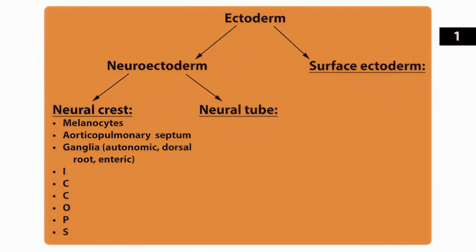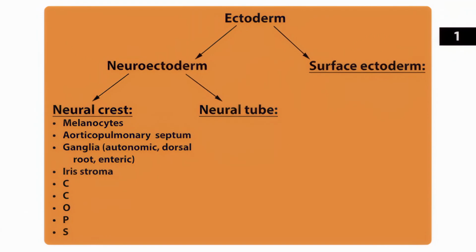The G is for ganglia, which includes autonomic ganglia, the dorsal root ganglia, which are the ganglia for the sensory afferent nerves of the body, and this also includes the enteric ganglia, the ganglia of the enteric nervous system. So the neural crest cells are basically responsible for the entire peripheral nervous system, and that also includes the Schwann cells.